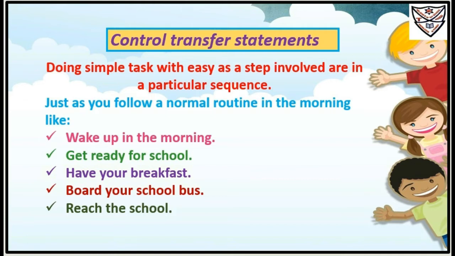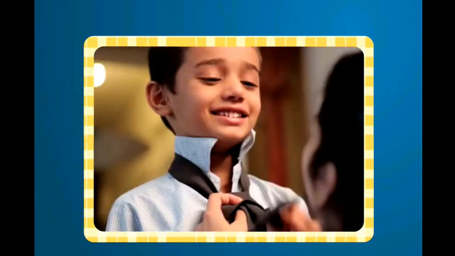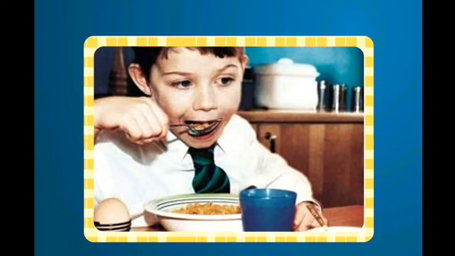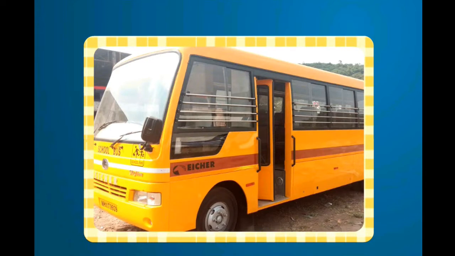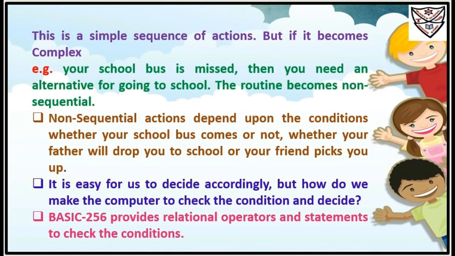Just as you follow a normal routine in the morning, like wake up, get ready for school, have your breakfast, board your school bus, and reach the school. This is a simple sequence of actions, but if it becomes complex, for example, your school bus is missed, then you need an alternative for going to school.